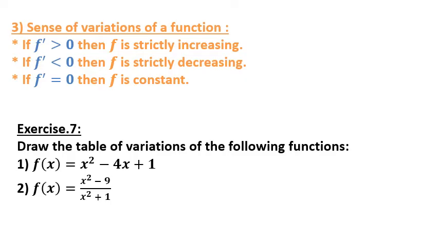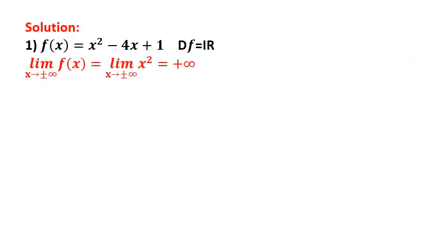Exercise 7: draw a table of variations of the following functions. 1. f of x equals x power 2 minus 4x plus 1. Since f is a polynomial, its domain of definition is minus infinity to plus infinity. First, we find the limits of f. The limit of f at plus infinity is the limit of the leading part of f, which is x power 2, and it's plus infinity. And minus infinity power 2 is plus infinity. So its limit as x tends to plus or minus infinity is plus infinity.